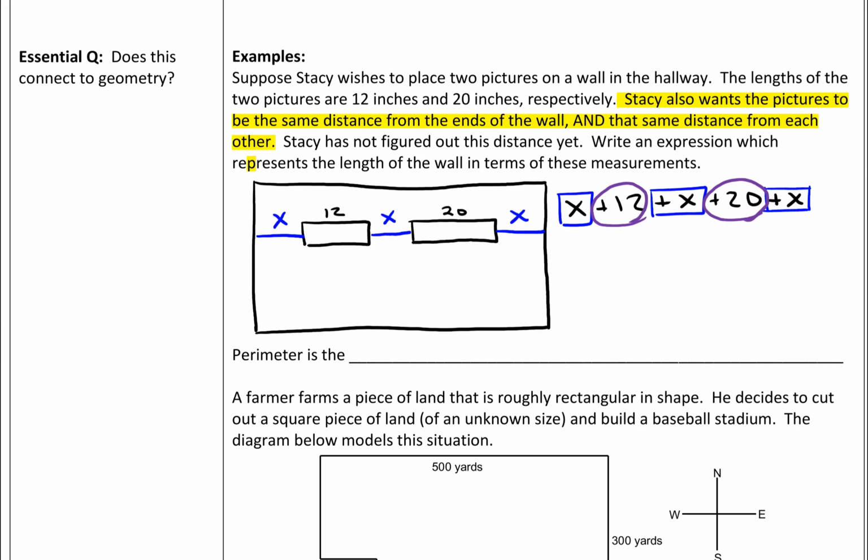And of course, boxing and circling, you can use other techniques as well. Underlining works. You can use different shapes. You can highlight in different colors. Whatever works for you. Okay, so we'll add up together our terms. We have 3 x's, so that's 3x. And then a 12 and a 20. Well, that makes 32. So even though it's a lengthy word problem, we can definitely break that down and use a model or a picture to help us solve that.